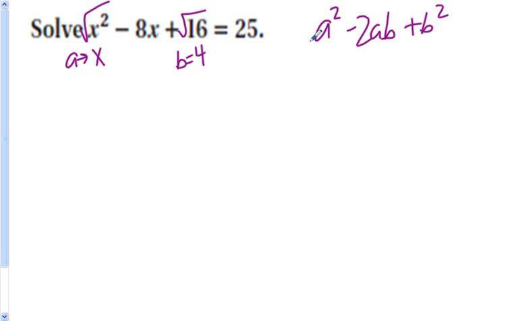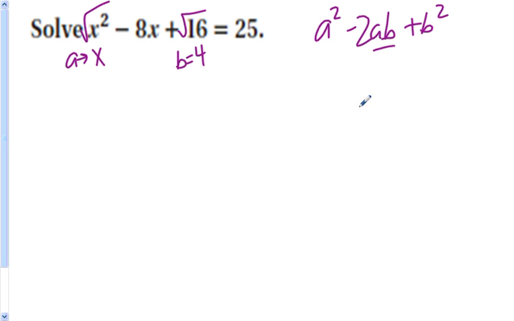That's b squared. If I take the x and I square it, I get x squared, which would be my a squared. In the middle, I should have negative 2ab. So if a is x and b is 4, if you multiply a times b, you're going to get 4x, and then times a negative 2 gives me a negative 8. So this is a perfect square trinomial.